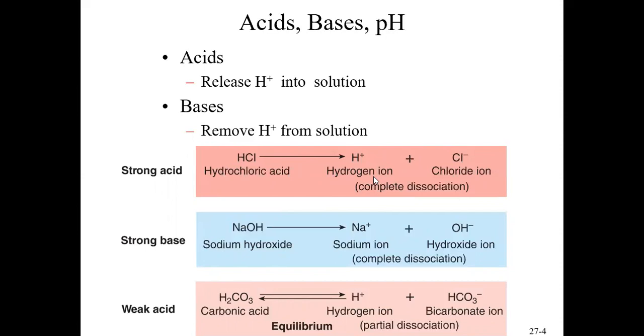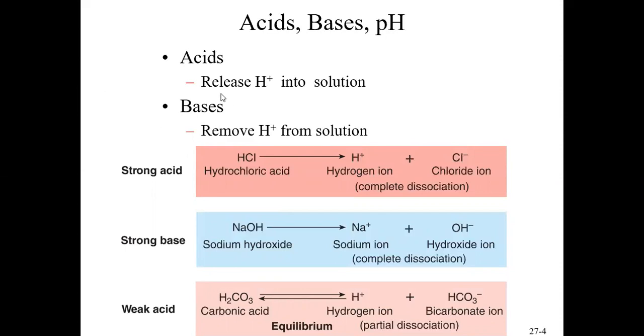When you measure pH, you're trying to measure the concentration of the hydrogen ions in that solution. The more hydrogen ions you have, the more acidic it is, and the lower the pH scale. And the fewer hydrogen ions you have, the less acidic it is, and the higher the pH scale.